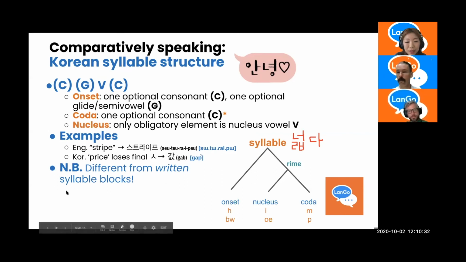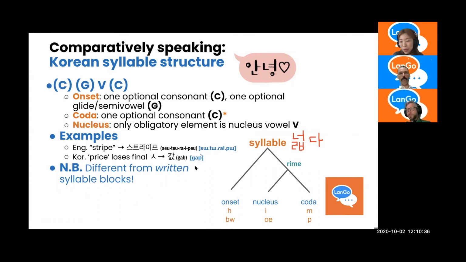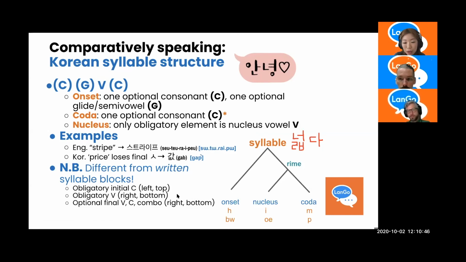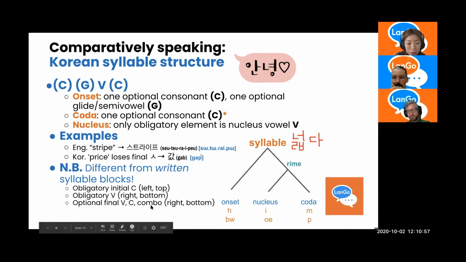Now this is a really good NB. It's different from written syllable blocks. There are different rules for writing syllables. Here are the rules. You have to start with an initial consonant in a syllable block, and it can be on the left or the top. After that, you have to have a vowel on the right or the bottom. Then there are optional combinations: a final consonant or a combo.